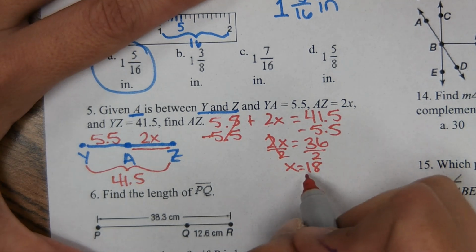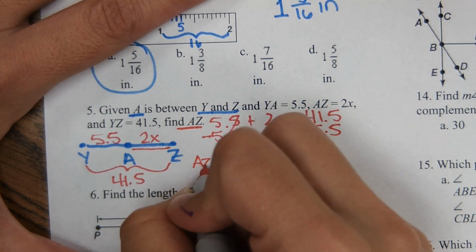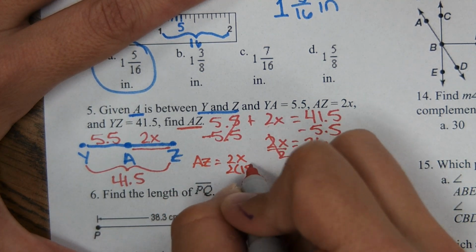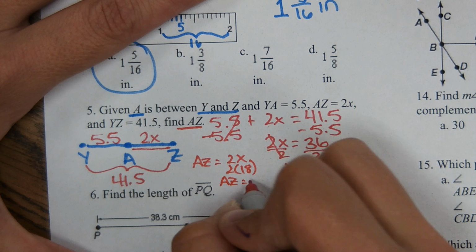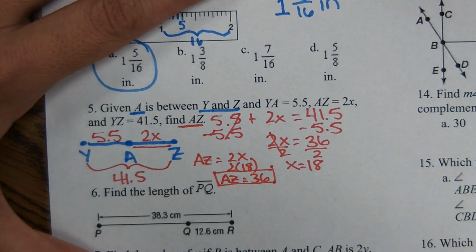Then once we have x, it seems satisfying, but it asks for the length of AZ, which is 2x. So we'll plug that in, 2 times 18. So AZ equals 36, and that's the answer that we'd be looking for in the multiple choice.